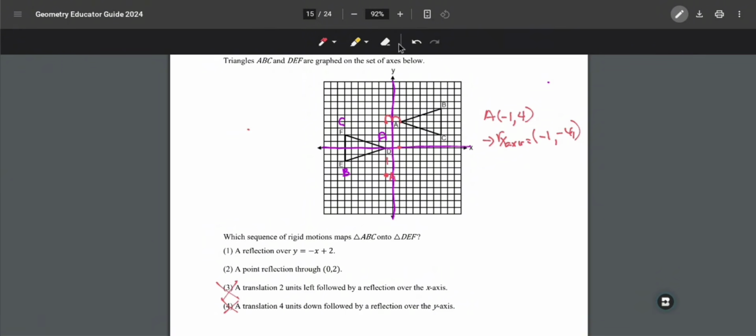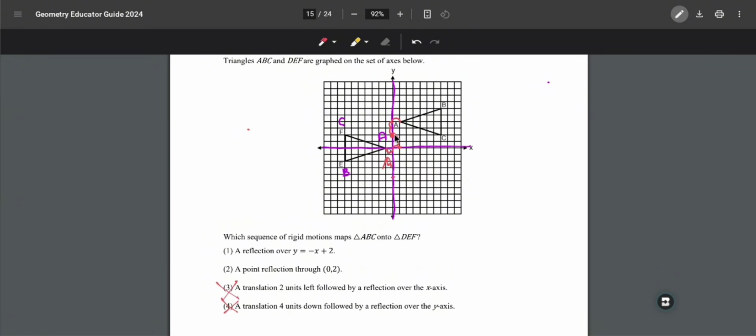Now, choice 2 says a point reflection through 0, 2. So I'm going to plot 0, 2, which is right here. Now when I test this point reflection, point A needs to map to point D. To go from the point 0, 2 to point A, I went up 2 and 1 to the right. If I want to reflect it, I'm going to do the opposite. So I'm going to go down 2 and 1 to the left. Well, I get A to D. That's good. Let me keep going.